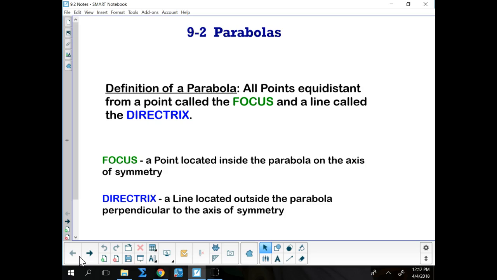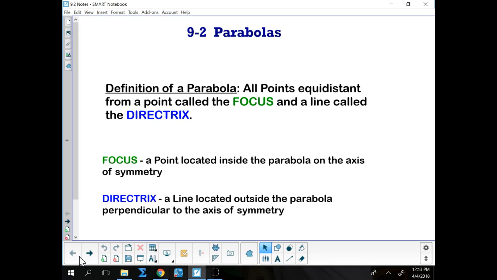Okay? So, my plan for today is I would like to develop the 5 steps to graphing a parabola. Okay? In order to do that, we have to talk about what a parabola is, because the 2 parts that make up a parabola are important in the steps.